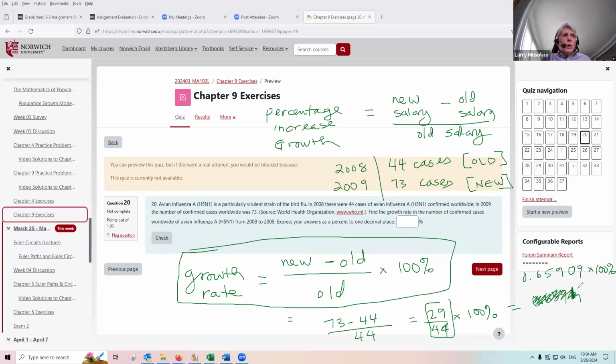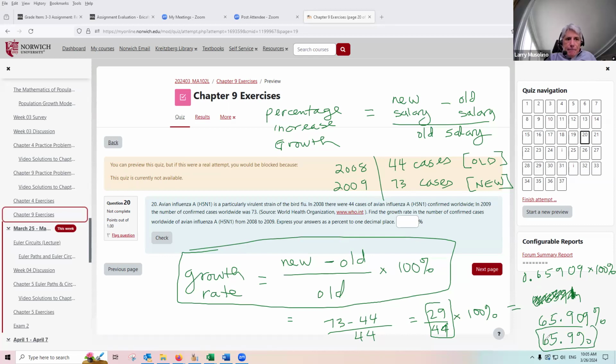How do you know you want to change it to a percentage? Well, when I look at the answer box, do you notice there's a percent symbol? So I got to change this to a percentage. To do that, you move the decimal point 2 places to the right. So it's going to be 65.909 percent. Now let's round our answer to the instructions. The problem says round your answer in percentage form to 1 decimal place. So it's just going to be 65.9%. That's it.